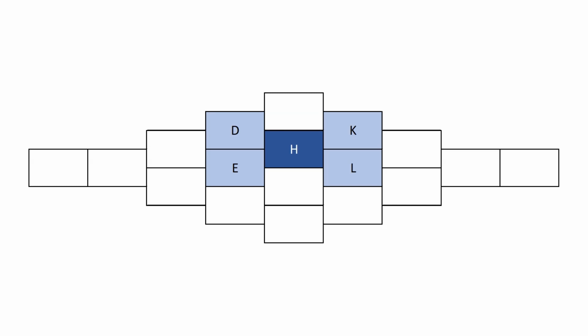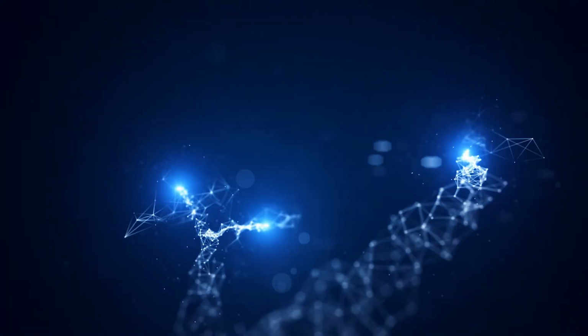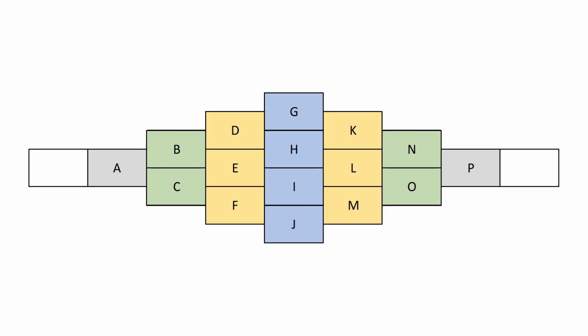Using location H as an example, the electron has an equal chance of being in locations D, E, H, K, and L. This results in location H having a probability distribution of 5. This concept of the electron having the probability of being in multiple places will be applied to locations A through P. When done, the probability distribution for locations A through P now becomes familiar.